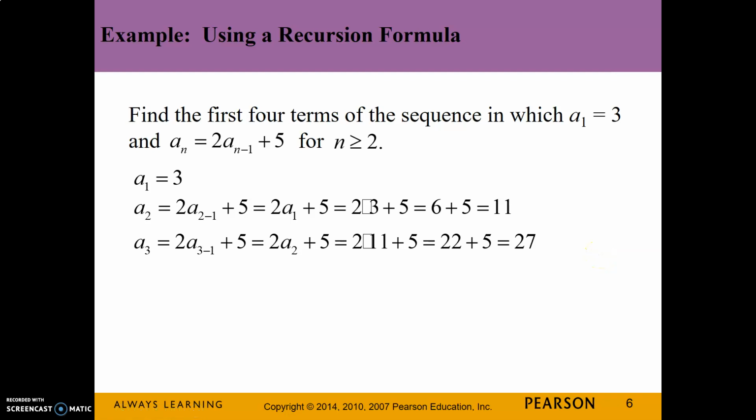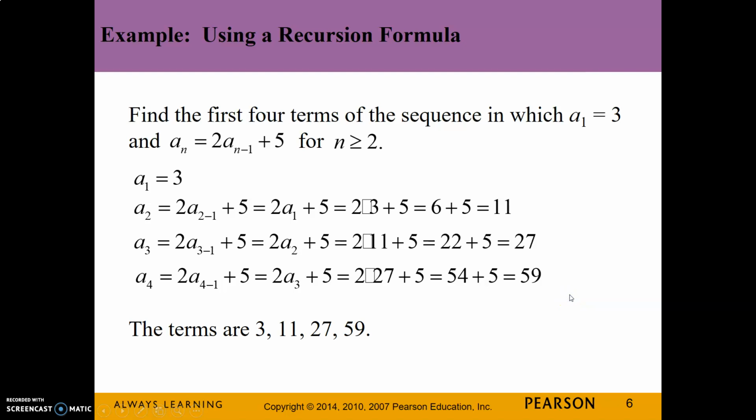And again, once more, we're going to do 4 terms like we did in the first example. So we're going to take 27, which is really A3, the third term in our sequence, and we're going to take that, multiply it by 2, and add 5. So 2 times 27 plus 5 is 59. And there we have our first 4 terms.